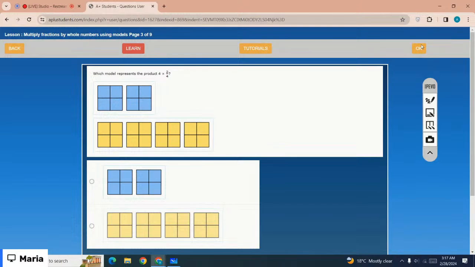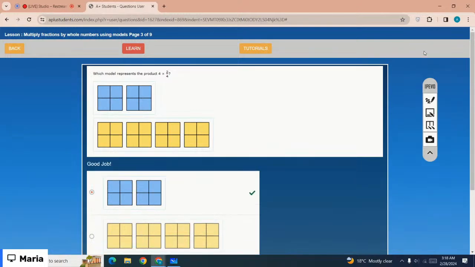Which option is the correct one? 4 times 2 over 8 means 4 times 2 is 8. That would be 8 out of 4, right? That means they have 8 portions and they all are colored. Yes, that is option number 1, the correct option. You have 1, 2, 3, 4, 5, 6, 7, 8. So you have 8 out of 4. Got it? Option 1 is the correct option.